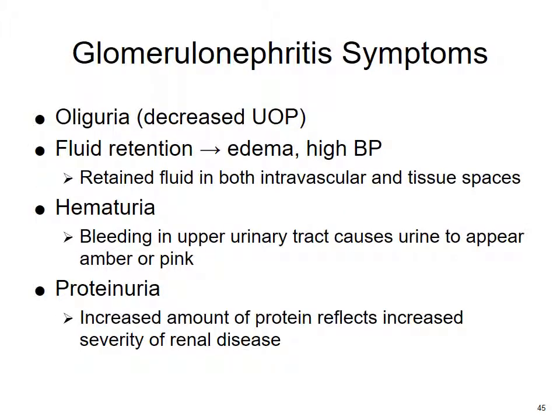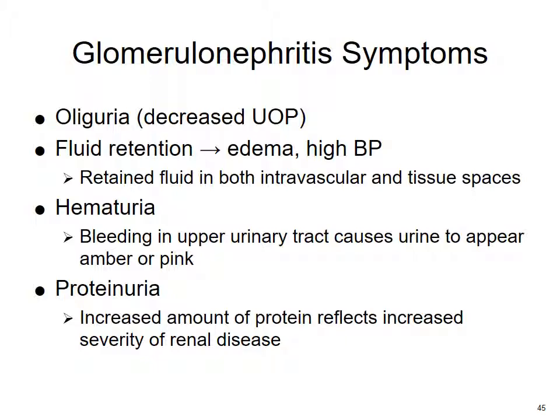So what happens with the glomerular nephritis? There will be a decreased urine output. There will be fluid retention causing edema and elevated blood pressure. And with this condition, they're retaining fluid in both the intravascular and tissue spaces. There will be blood in the urine. So that's important to remember the difference.